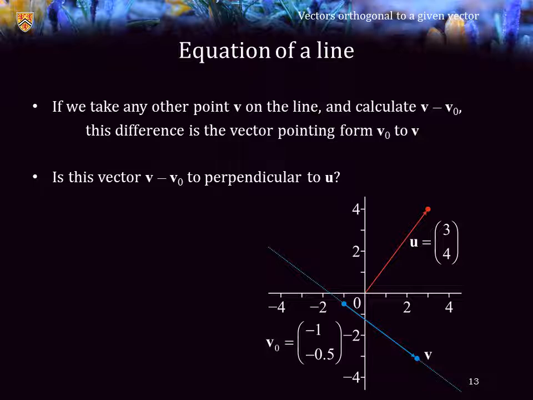Now, doesn't it appear that that vector, v minus v0, is indeed perpendicular to u? That is, is not the inner product of u and v minus v0 equal to 0?